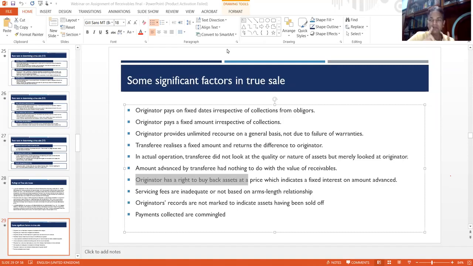So the true sale question will be asked if one or more of these factors are present. And the next factor, I'm saying, is that the originator's records are not marked to indicate assets which have been sold off. Normally what we have is a segregation of bank accounts as well. The bank account itself gets segregated. If you don't have separation of bank account, at least do have separation of the records. And finally, the payments are commingled.